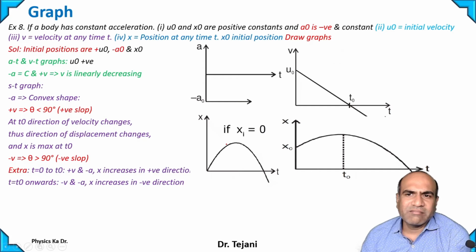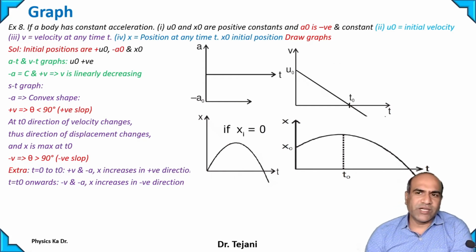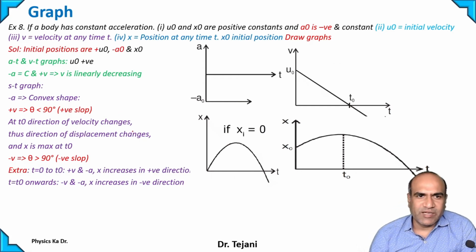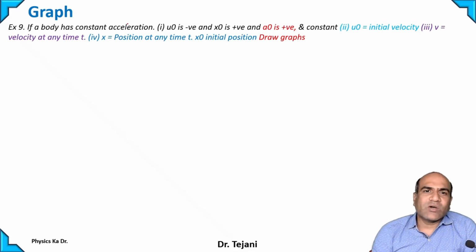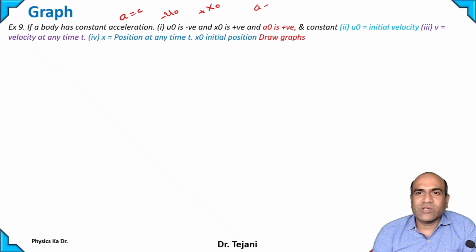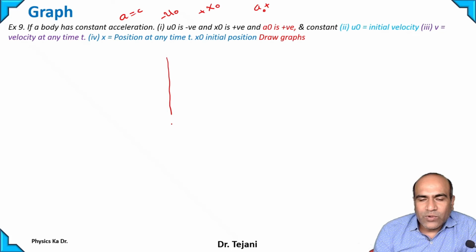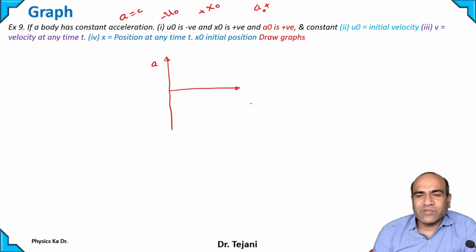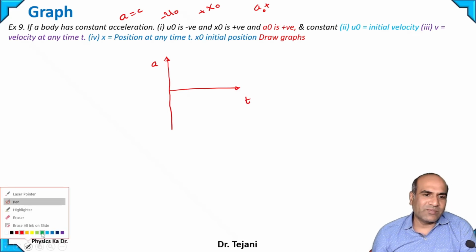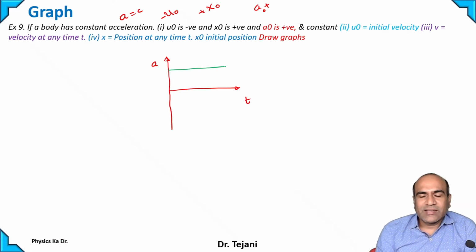So this is the solution. Maybe it is a little bit difficult in the initial phase, but once you start understanding, it won't be difficult for you. Let's have one more example of a similar kind. A body has constant acceleration. Initial u0 is negative, x0 is positive, and acceleration is also positive, a0. So now let's again draw our lovely acceleration versus time graph, and acceleration is given positive. This is our positive constant acceleration.